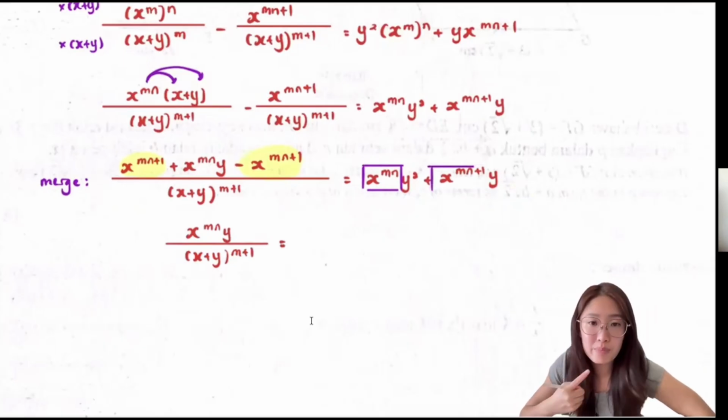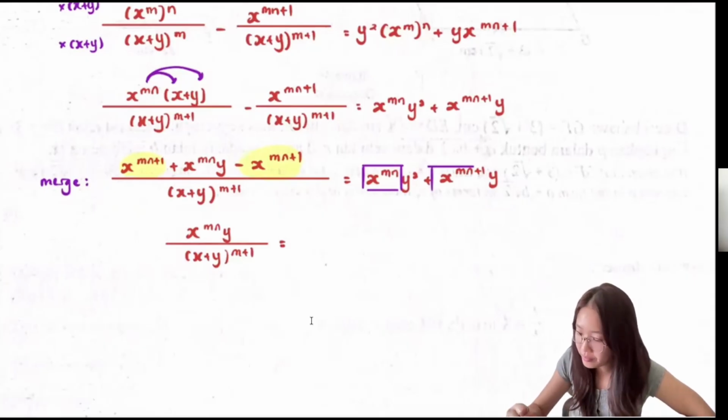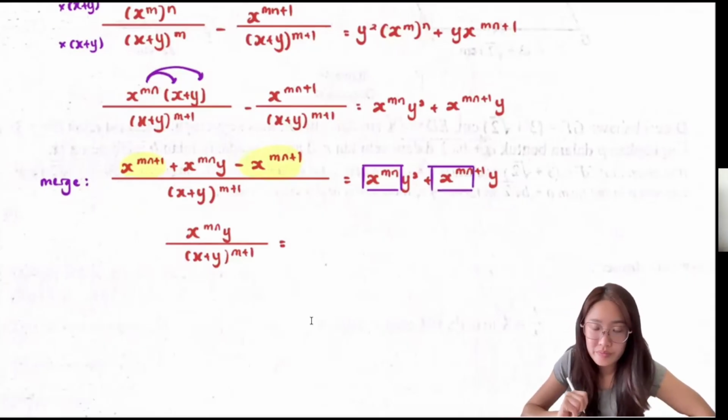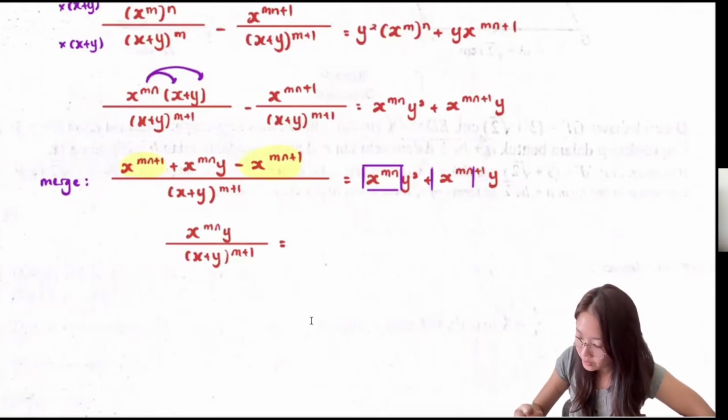Okay, this is x^(mn+1). So I think we can take out x^(mn), and then 1y. The reason why we can just break down the mn plus 1 over here is because, okay, I write one more step here for you.